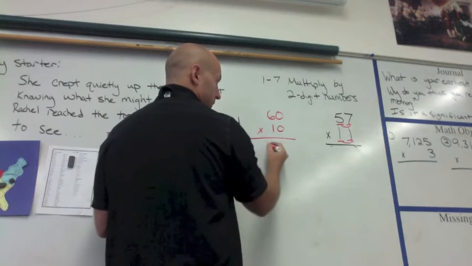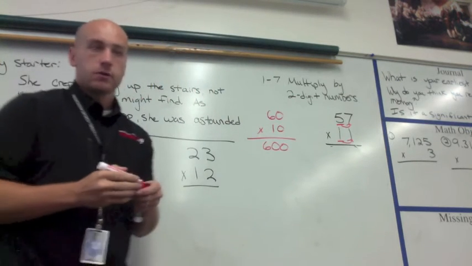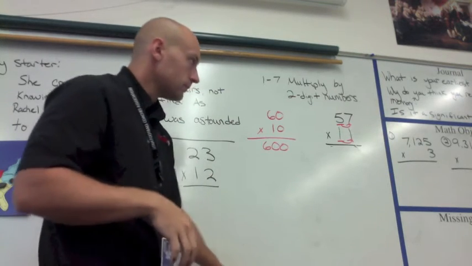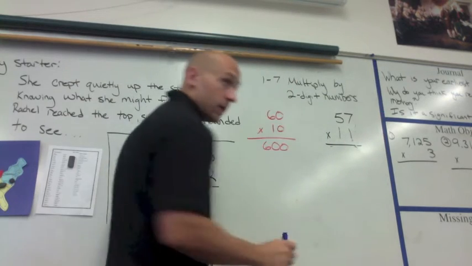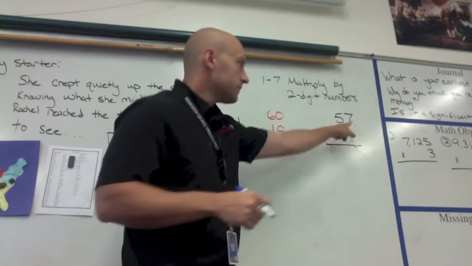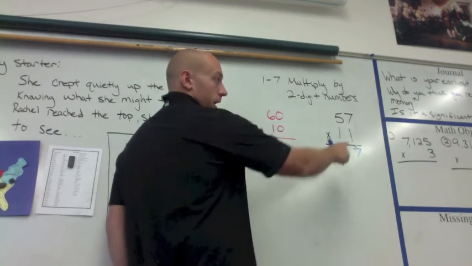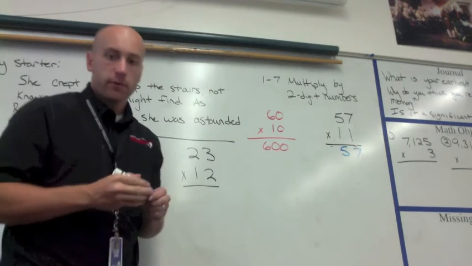If we multiply that, 1 times 6 is 6, 0, 0, 600. So hopefully our real answer is close to 600. Okay. So here we go. The first thing that we're going to do is multiply the ones. So we're going to start with this one. 1 times 7 is 7. And 1 times 5 is 5. So the first part of our problem is done.